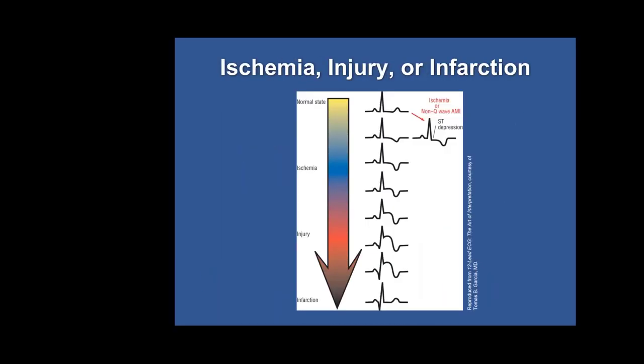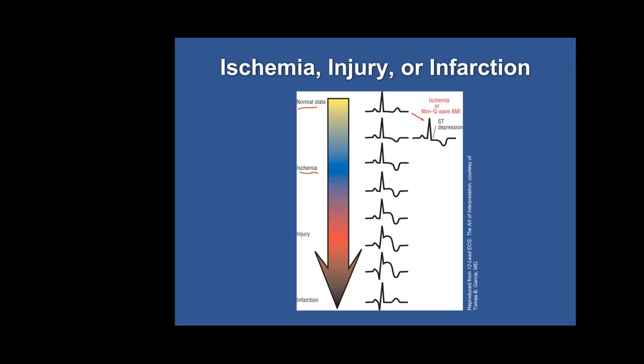All right. So this one we've certainly reviewed as well, the ECG progression of ischemia through injury through infarction, and what starts to show up. It's such an important one that I wanted to highlight again. Remember, going from normal to ischemia, right? And it's a progression, right?